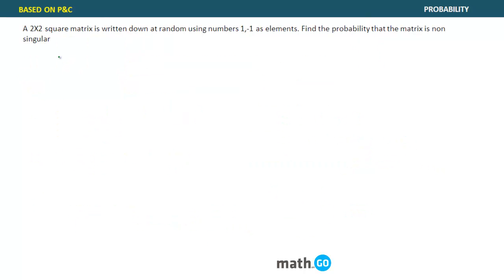Okay, now let's take a problem which has been asked in JEE Mains as well. It says a 2 cross 2 square matrix. Now we know what a 2 cross 2 square matrix is: something like this, which will have 4 numbers A, B, C and D, right?